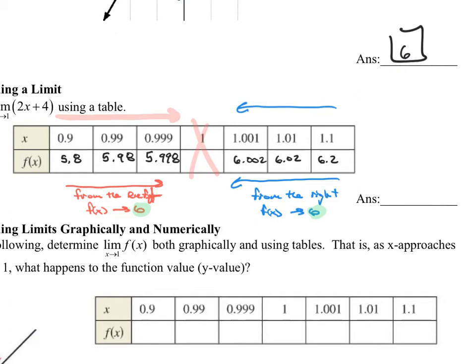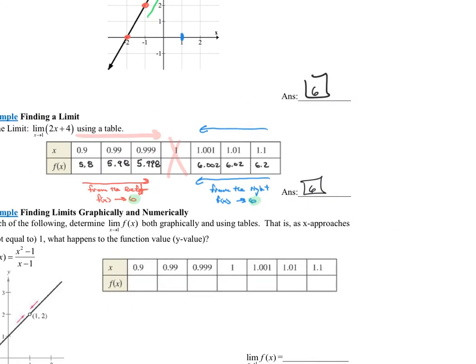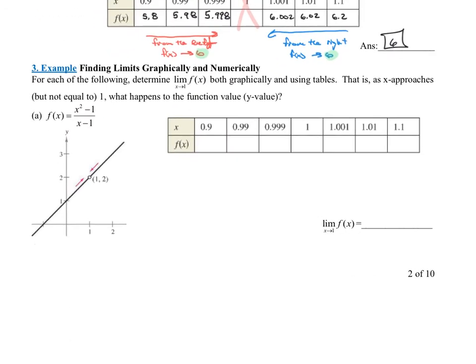Let me do that not as a highlighter, as a pin, the number 6. So the answer in this case would be 6. As x approaches 1 from both the left and the right, the y value approaches 6. Okay? So that should give you a good idea of what's going on.